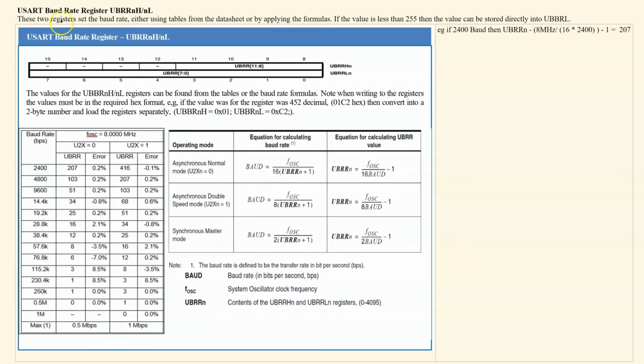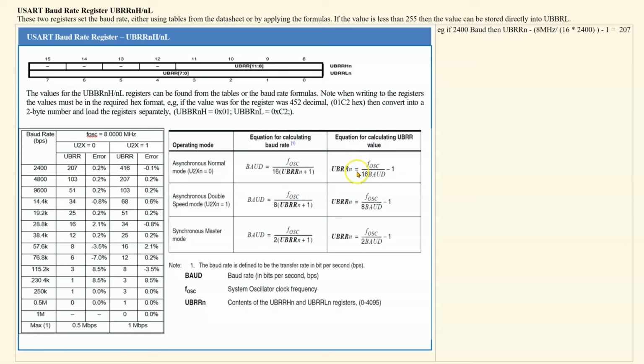The baud rate registers UBRRnH and L are used to select the baud rate that the transmitter and receiver will operate at. Now we can find the values for these registers using either the tables from the datasheet or by applying the formula. And note, if the value is less than 255, we can store the value directly into the lower register. So looking here at the table, if we were going to transmit at 2400, we have an 8 meg clock. We can simply use the table and load 207 into UBRRL.